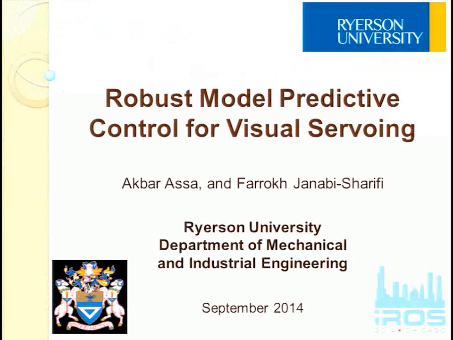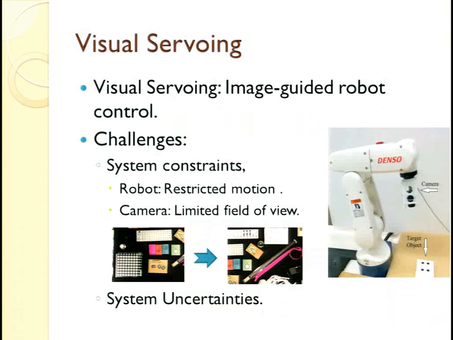Hello, everyone. My name is Akbar. I'm from Ryerson University, Toronto, Canada, and today I'm going to present my work on robust model predictive control for visual servoing. Visual servoing, as many of you may know, is a method to guide robots using camera images. Basically, you use the camera image at each time and compare it with the desired camera image to guide the robot to that desired pose.